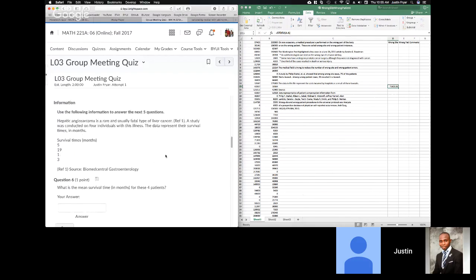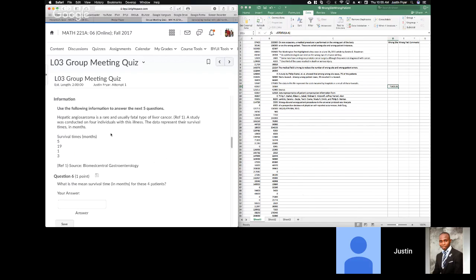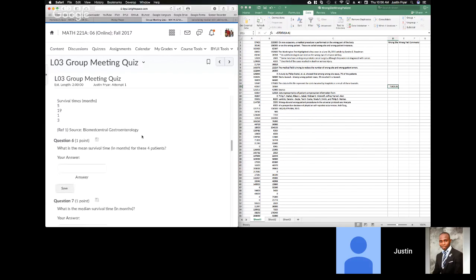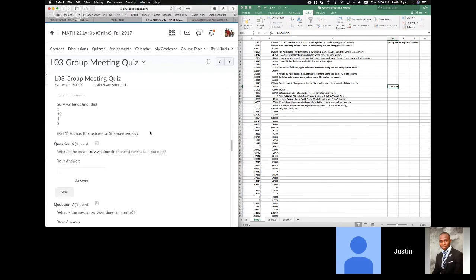All right. Use the following information to answer the next 5 questions. Hepatic angiosarcoma is a rare and usually fatal type of liver cancer. A study was conducted on 4 individuals with this illness. The data represent their survival times in months. Okay. What is the mean survival time for these 4 patients? So we have 519.13.